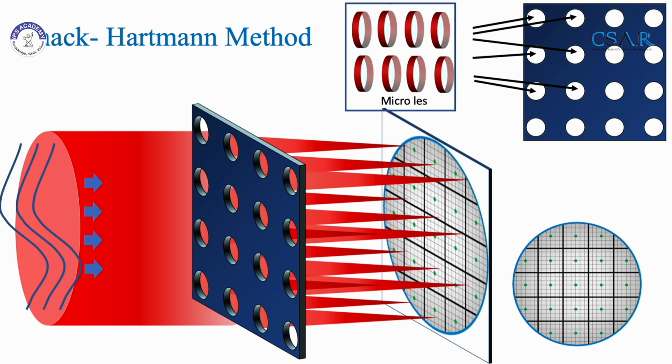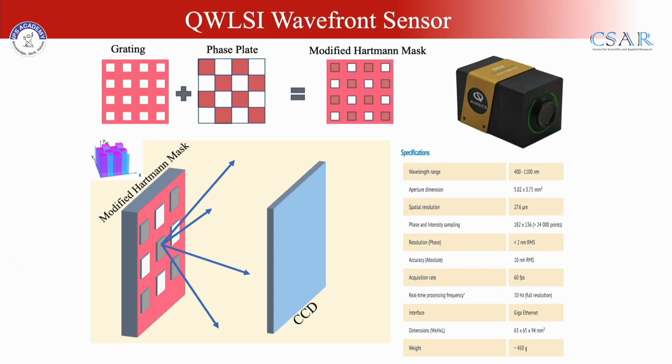So if we replace the screen with a CCD camera, we know exactly where the planar wavefront should come, and from the difference, we can back calculate whatever my wavefront was. So this was developed in the 1960s, and then very recently, in 2000, there is a new method of determining the wavefront called quadri-wave lateral shearing interferometry.